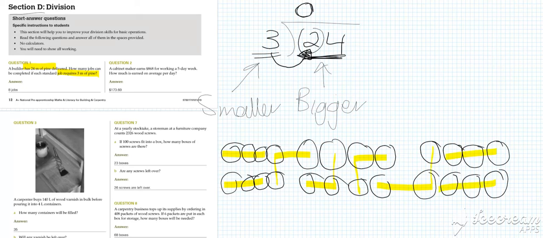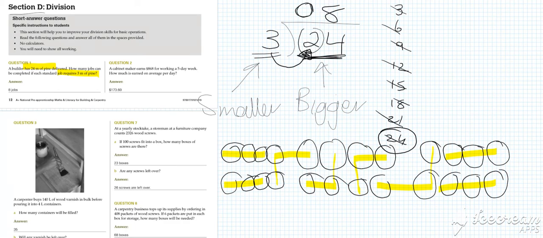Now an easier way to do that would be to look at our 3 times tables. 3, 6, 9, 12, 15, 18, 21, 24. And we say, 24, that's the number I've got there. That's 1, 2, 3, 4, 5, 6, 7, 8. That is my answer. They can do 8 jobs.